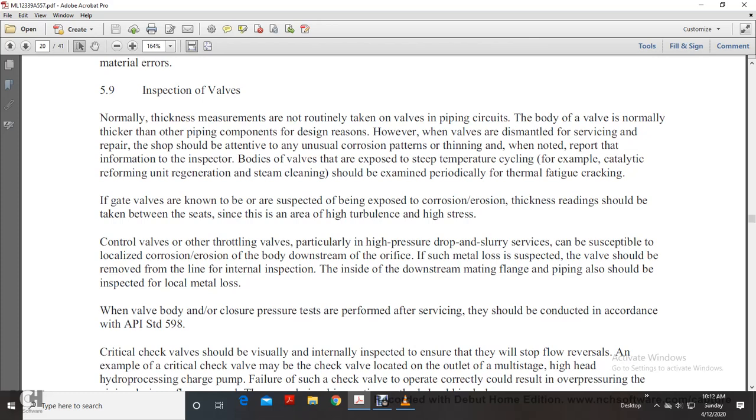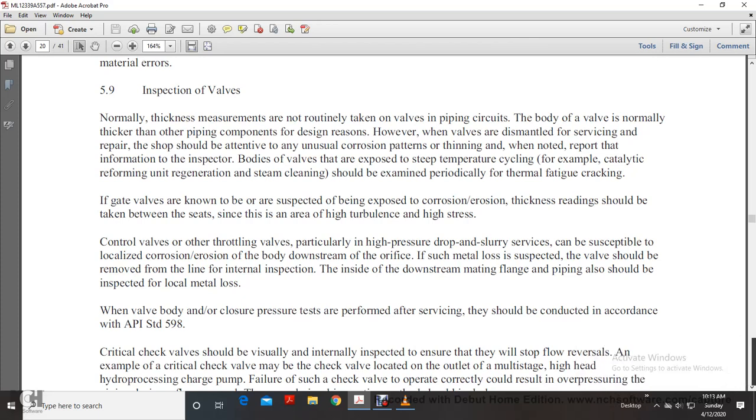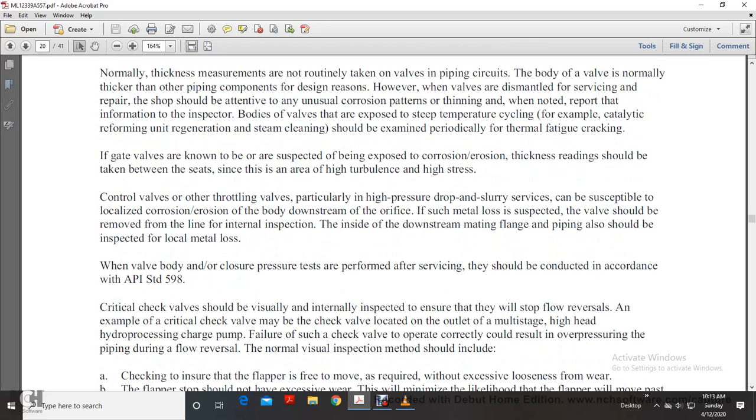valves are dismantled and stripped for repair in the shop, attention should be paid to unusual corrosion patterns and thinning, which should be reported with information from the inspector. Valve bodies exposed to steam temperature cycling, for example catalytic reforming unit regeneration steam cleaning, should be examined periodically for thermal fatigue cracking. If the gates are known or suspected to be exposed to corrosion or erosion, thickness readings should be taken between the seats, since they are in an area of high turbulence and high stress.